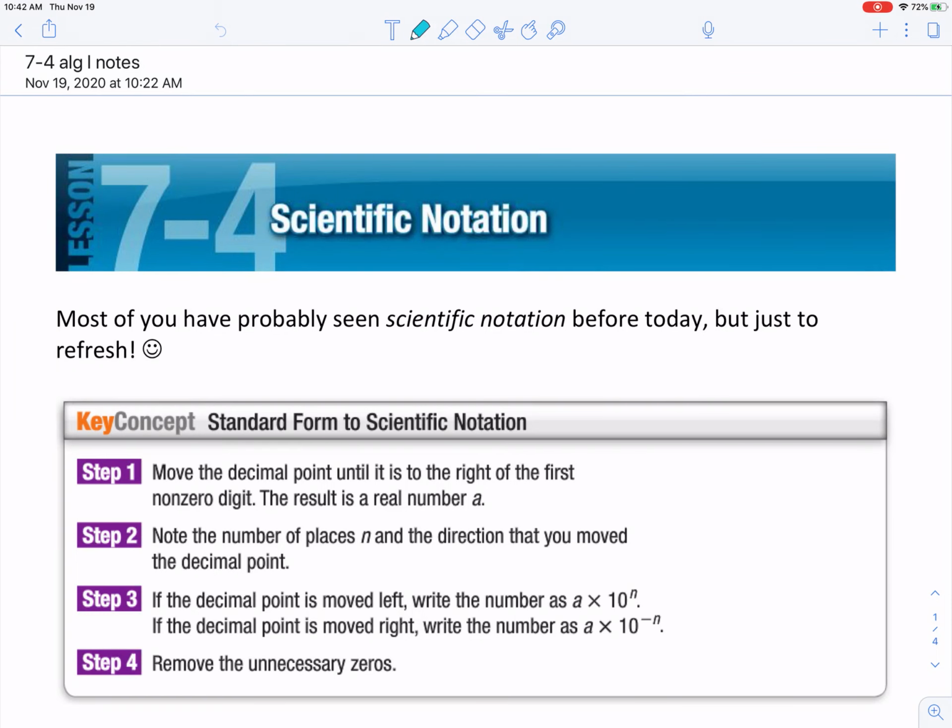Hey, today we're going to do 7-4. It's about scientific notation, which you guys have probably already seen in science class. So I'm not going to spend a lot of time explaining how to put numbers back and forth, but there is going to be a cool thing that we're going to do with it.